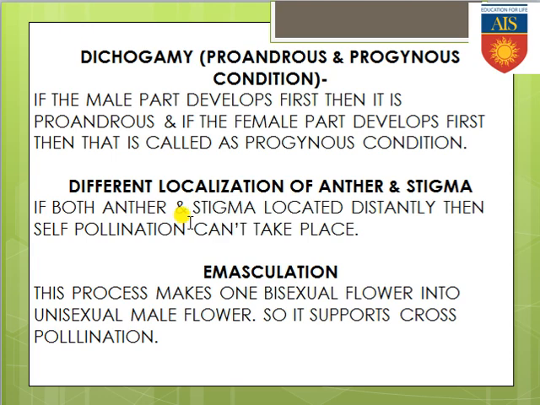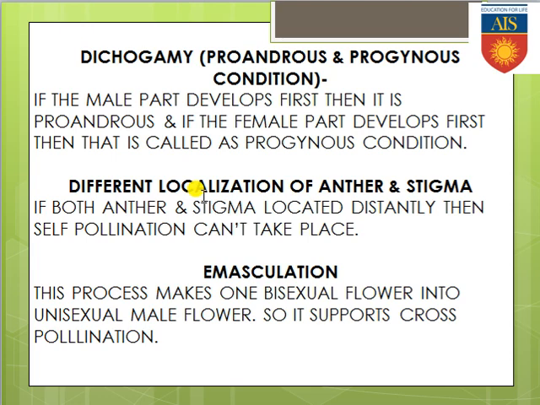The first one, written here, is dichogamy, that is, the protandrous and protogynous condition. What is that? If the male part develops first in a flower, it is known as a protandrous flower, and if the female part develops first in a flower, it is known as a protogynous condition. That means dichogamy is a condition where either the male part or the female part develops first. When the male and female parts are not developing at the same time, obviously there is no chance of self-pollination.